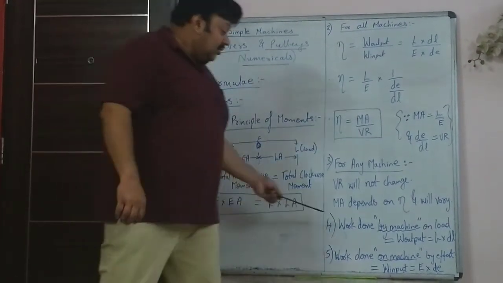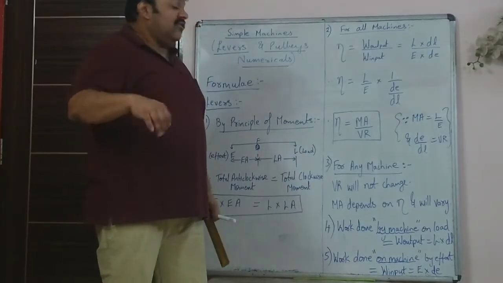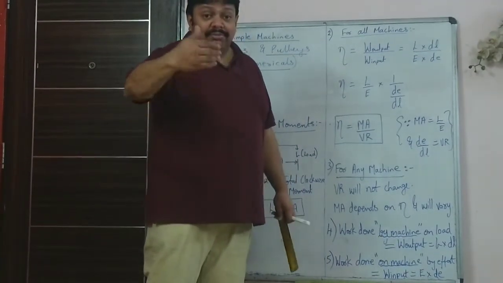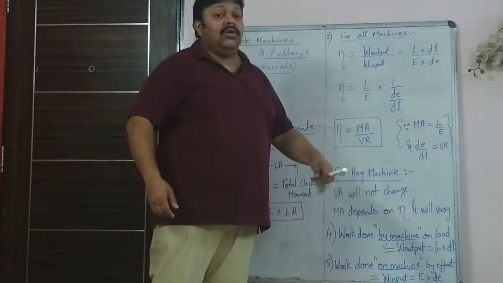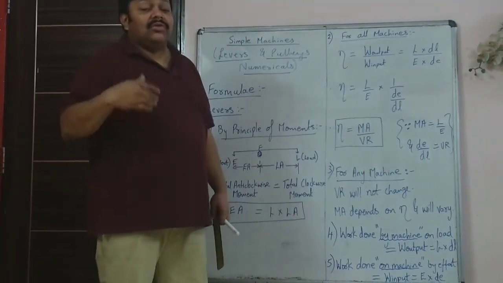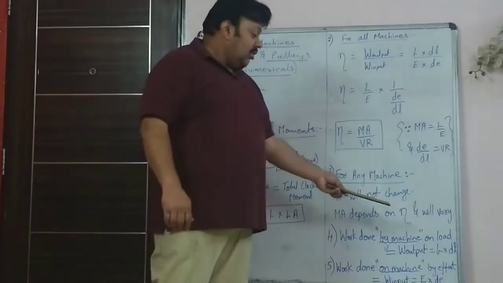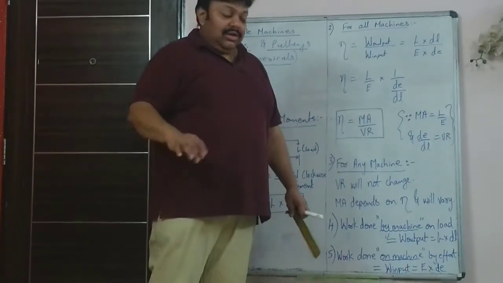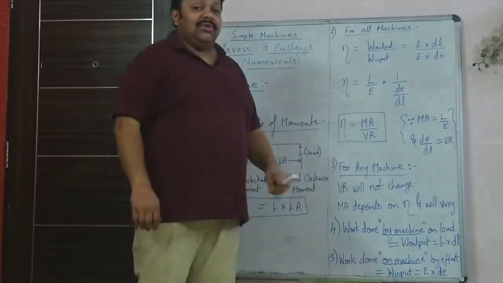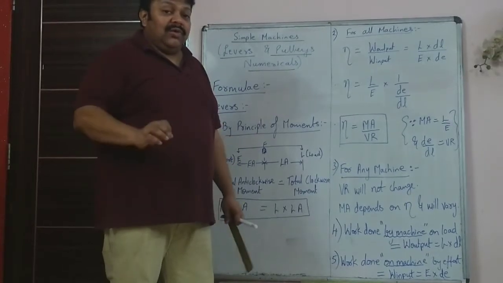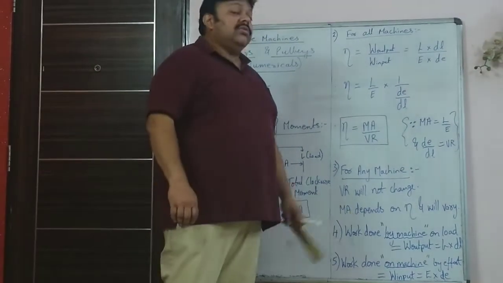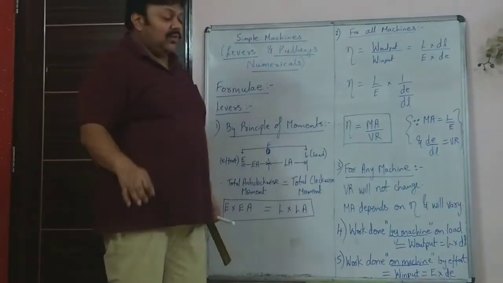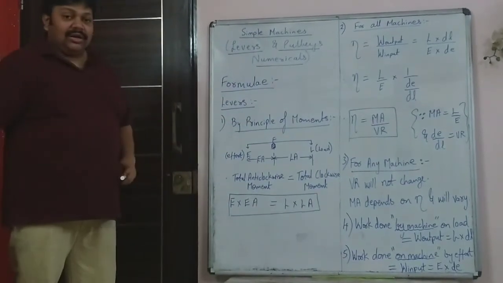Work done, learn these terms. Work done by machine on load is the work output. Work done by the machine, even if it is not mentioned on load, work done by the machine means work output. And work output is load into displacement of load. And work done on the machine, even if it is not mentioned by the effort, if it is just given as work done on the machine, it is work input. So work input is effort into displacement of effort. So these are common formulae that are used.